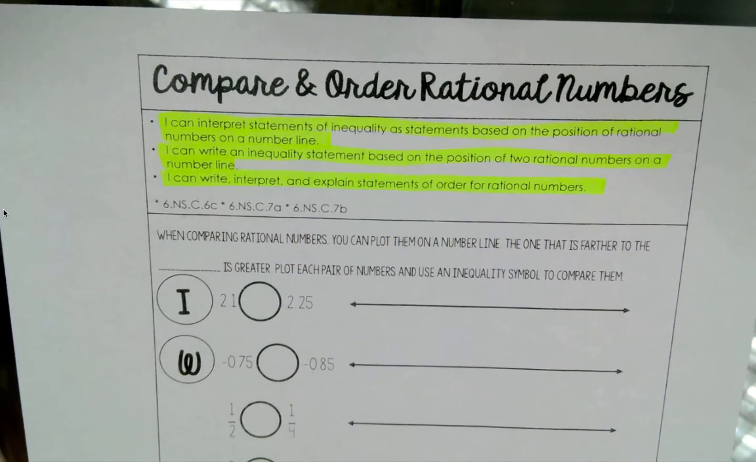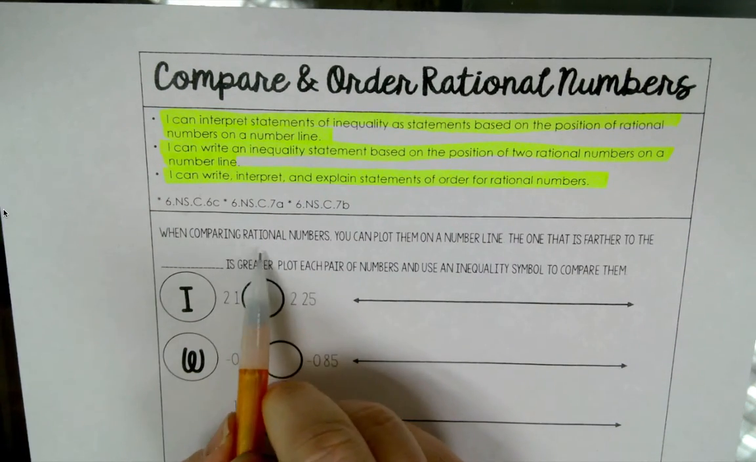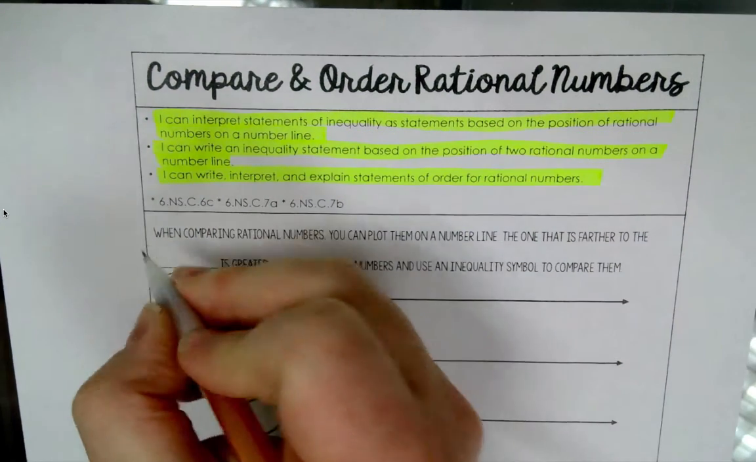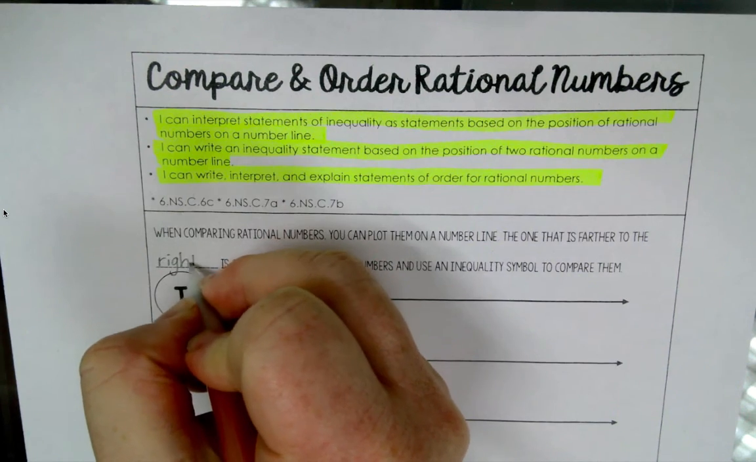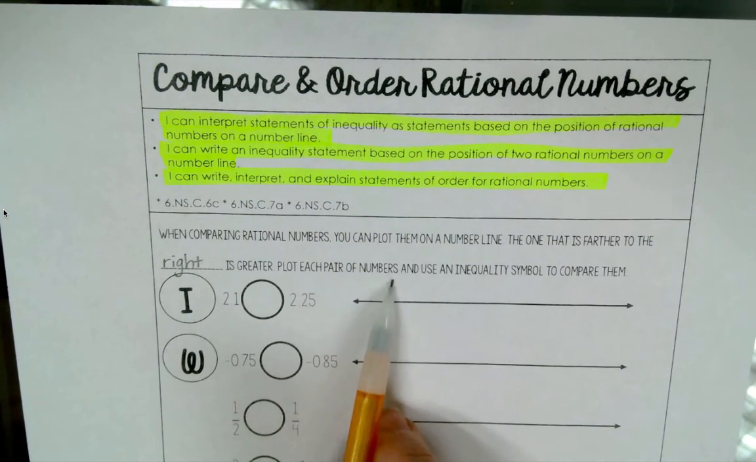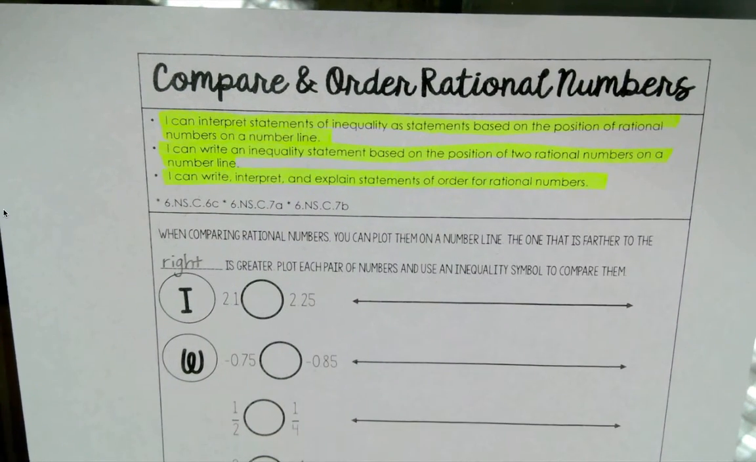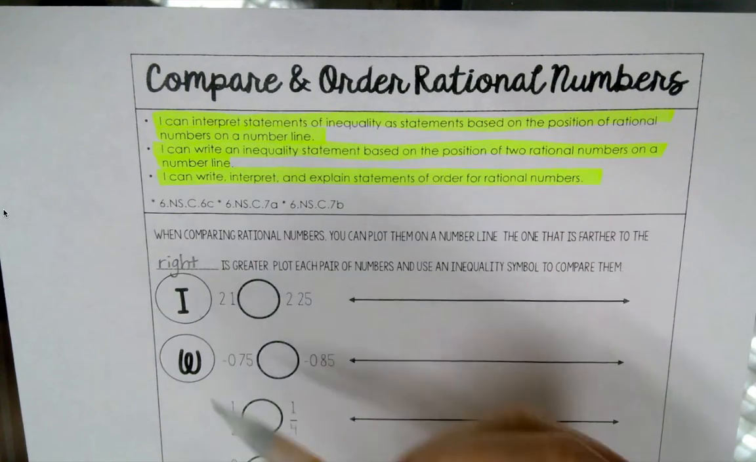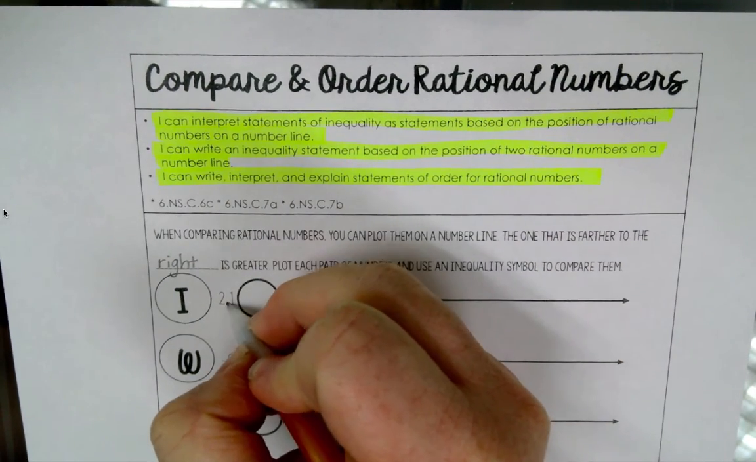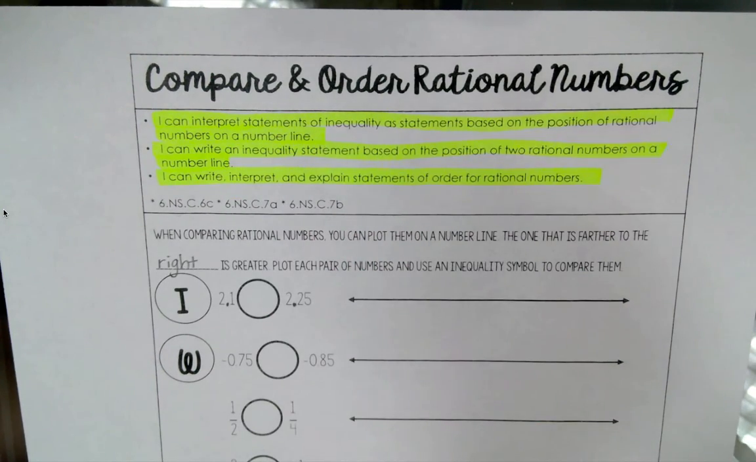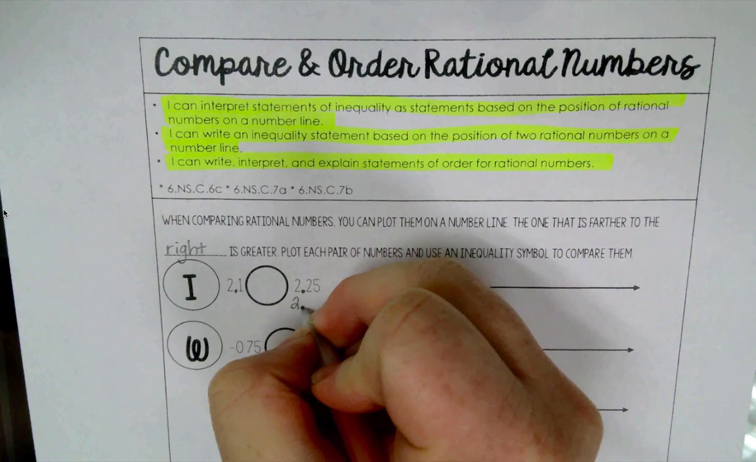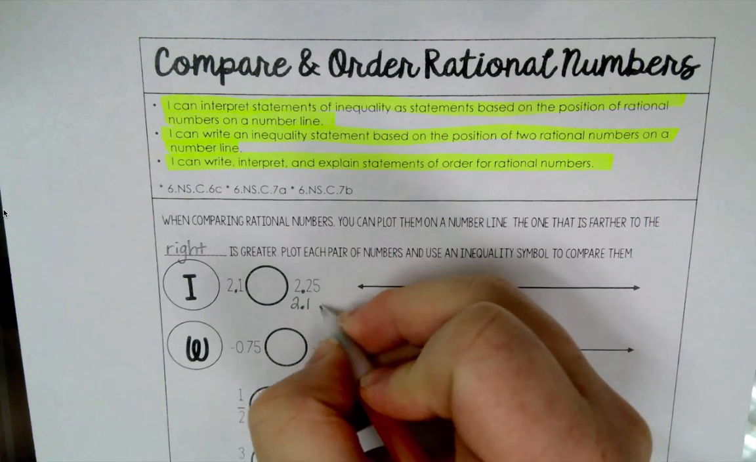Okay? So the statement right here says when comparing rational numbers, you can plot them on a number line. The one that is farther to the right is greater. Plot each pair of numbers and use an inequality symbol to compare them. When we compare and order numbers, I like to stack them. If they're not just regular decimals or whole numbers, I'm going to make my decimals darker, and I'm going to stack my rational numbers here. When I stack them, I'm going to line up my decimal. Okay? And then I'm going to fill in a hole.